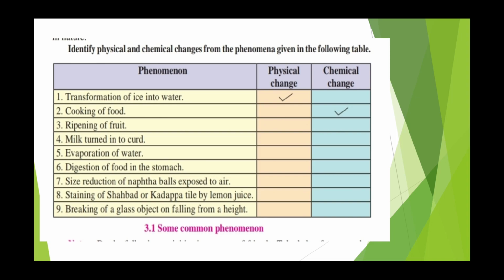Next one is staining of Shahabadi tile by lemon juice. It is also a chemical change. And the last one is breaking of glass. Here, the glass is just broken in pieces, but the chemical composition remains the same. Hence, it is a physical change.